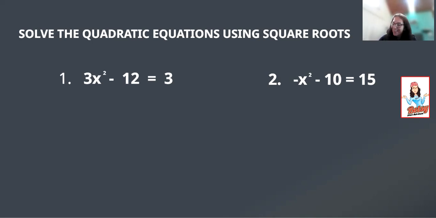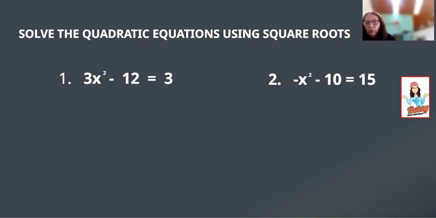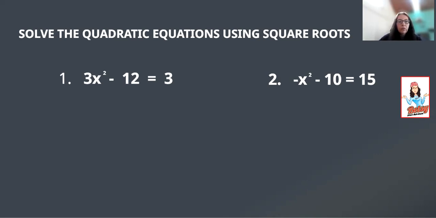So let's get started. All right, number one, it says 3x squared minus 12 equals 3. But I don't want 3x squared minus 12 equals 3. I want x. So what we're going to do first is isolate that x squared. I mean, we're going to get it by itself. So I'm going to take this 3x squared, this whole term, and I'm going to box it out because that's the last thing we're going to work with.